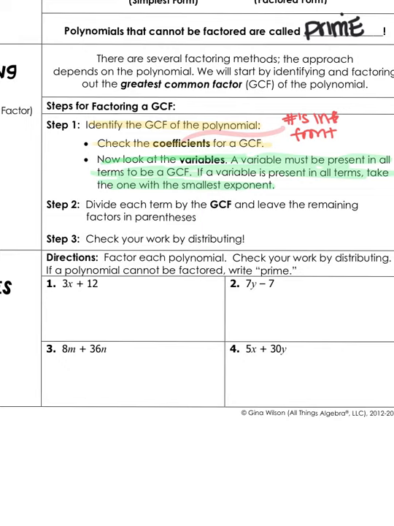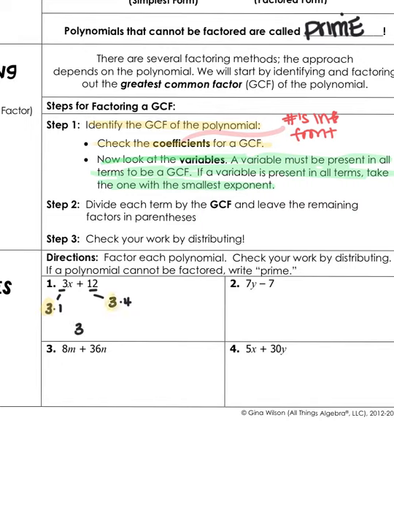So it says factor each polynomial, check your work by distributing. If a polynomial cannot be factored, write prime. All right, so we first check our coefficients. So between 3 and 12, we have to think about what goes into both of those numbers evenly. I know that 3 is 3 times 1, and that's it. But I also know that 3 times 4 is 12. So that means that 3 is our greatest common factor.